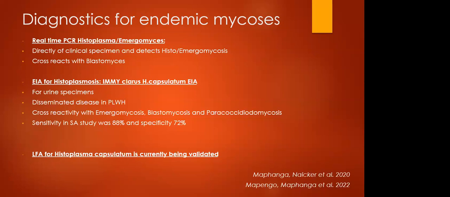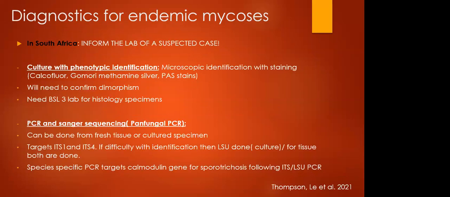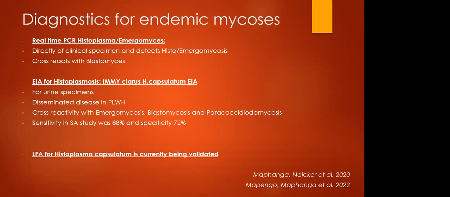But again, the issue here is that it cross-reacts with other species, so emergomycosis, blastomycosis, and paracoccidioidomycosis. And the sensitivity in a South African study done was 88% with a specificity of 72%. And currently the NICD is validating a latex agglutination test for Histoplasma capsulatum specifically that doesn't cross-react with emergomyces. So mainly in our setting, we have culture, we have pan-fungal PCR, we have real-time PCR for histoplasma and emergomyces, and EIA for histoplasmosis.